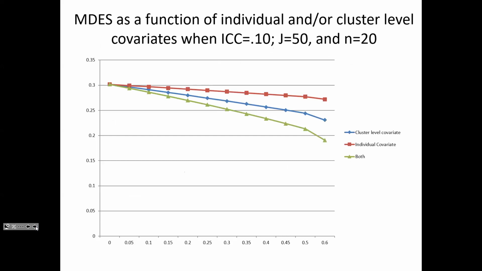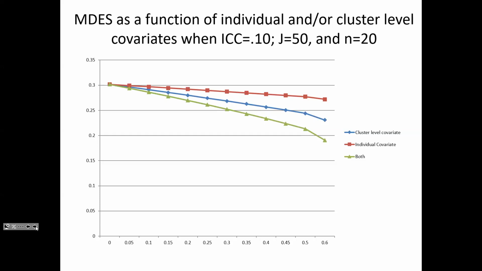What I've done here is I've taken those formulas, because again, when you look at the formula, maybe it's not totally obvious what's going on, and I've graphed them out. Here I'm assuming the ICC is 0.1, the number of clusters is 50, the number of people per cluster is 20. So we're just holding all that constant. And then here is the R squared at either the cluster level or the individual level or both.